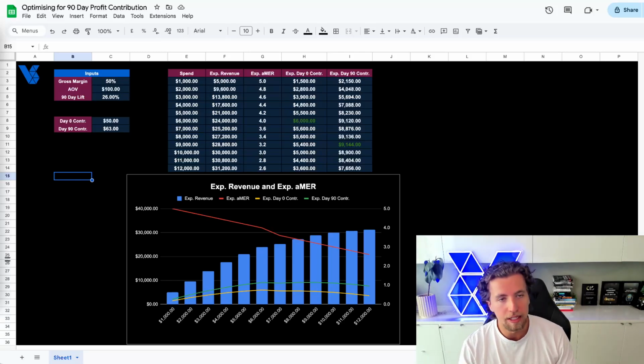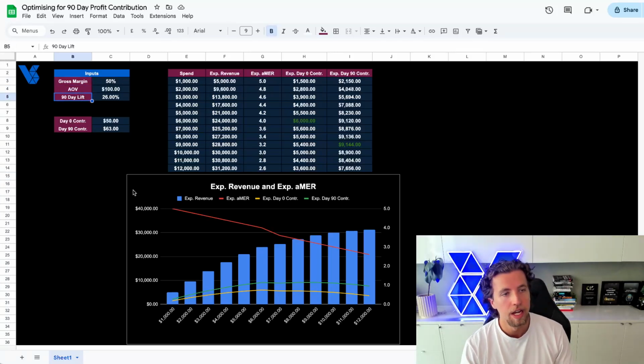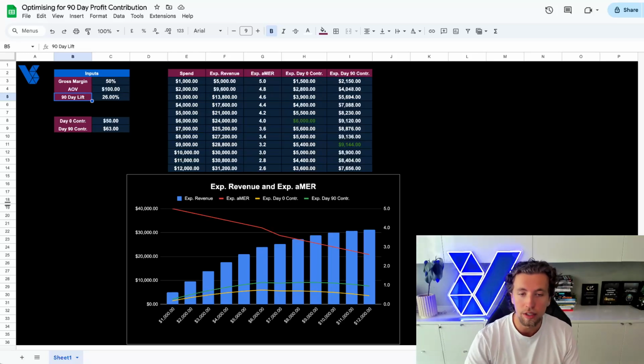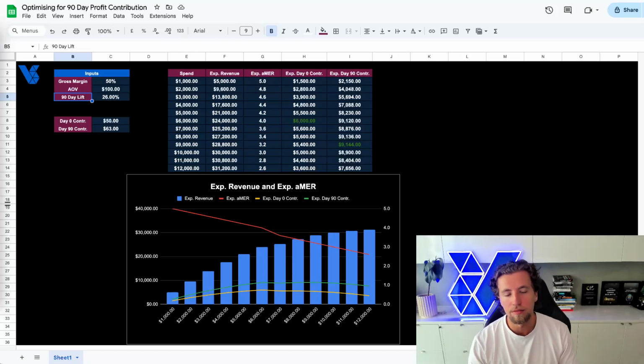So firstly, starting at the inputs, how does this work? Well, we have gross margin, average order value. We then have 90-day lift. What is 90-day lift? That is the percentage uplift in revenue or consequentially profit if we assume discount rates remain stable, which we will in this model. What is the percentage lift that we get?